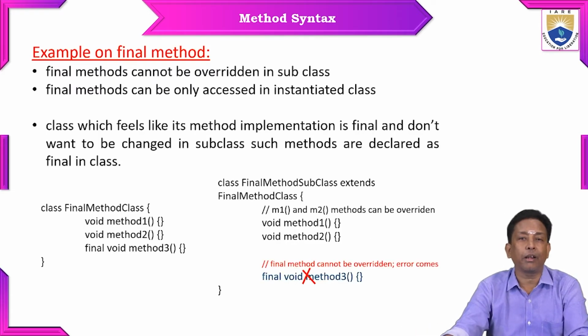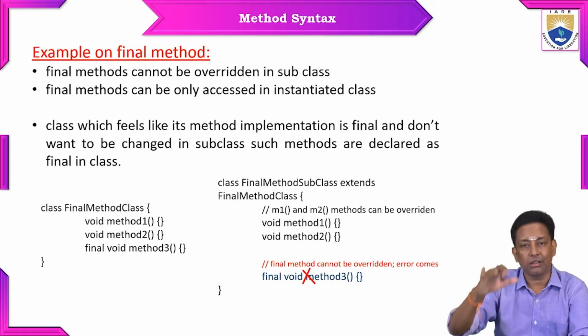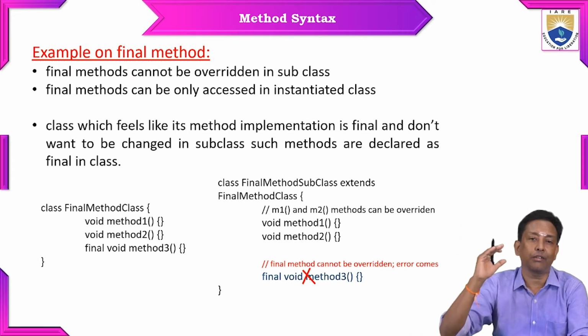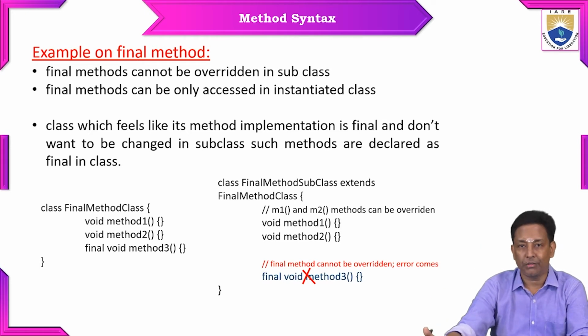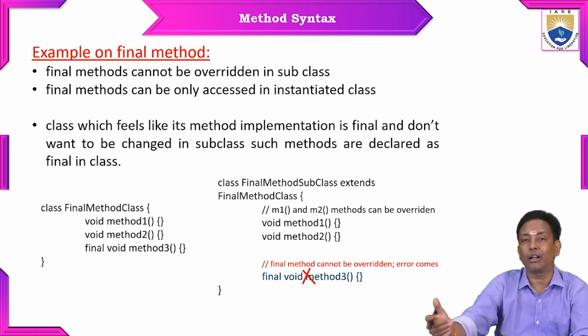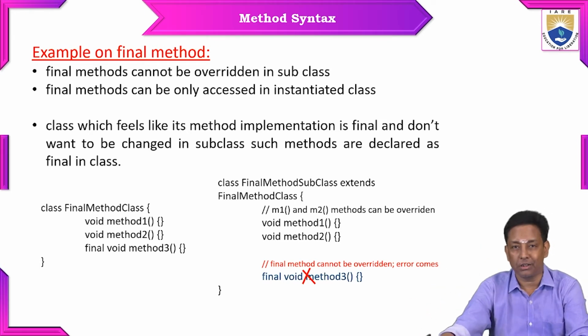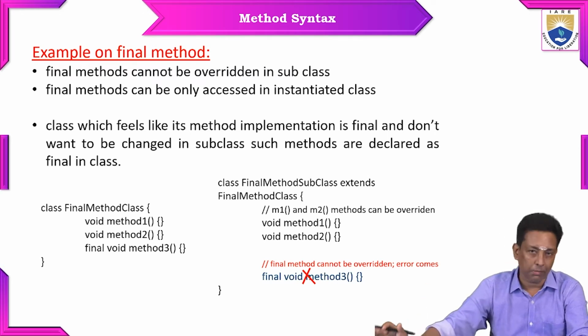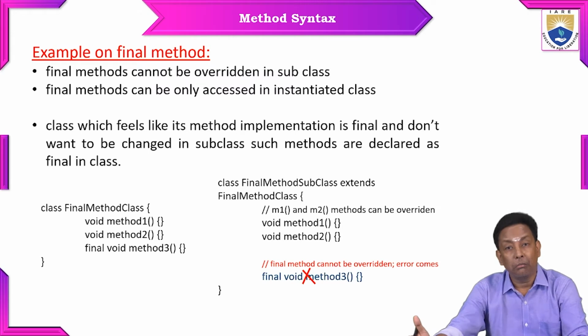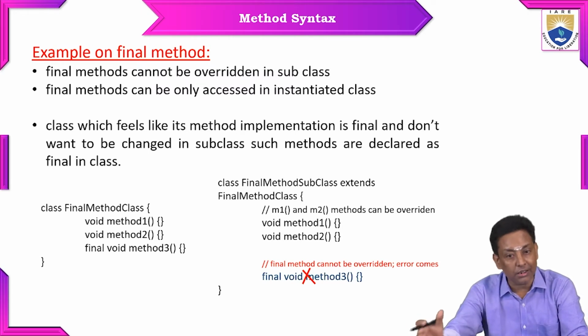Coming to the next topic, final. Coming to the final, here we are talking about the methods, method consequences. Class consequences are completed, variable consequences are completed, constructor consequences are completed. Almost we are coming to the end of the method consequences also. The access specifiers are completed. Private, default, protected, public. Method access modifiers, abstract is completed.